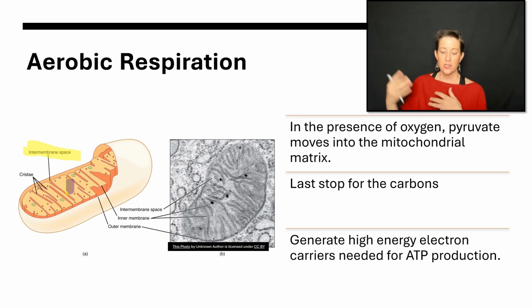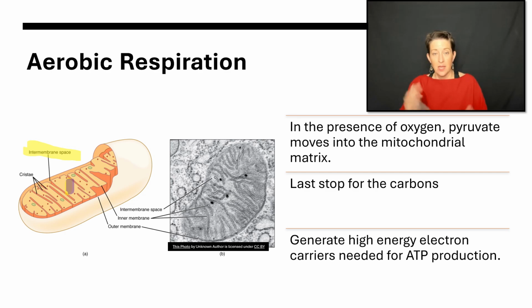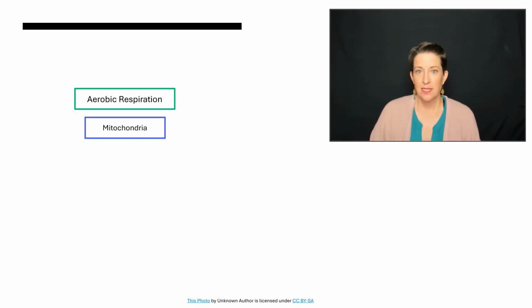So this next series of reactions occur in the matrix. We are going to be moving into the matrix to complete what's called the citric acid cycle. This is the last stop for our carbons, which means this is where all of the carbon dioxide is produced and then would be released into the bloodstream and exhaled through our lungs. The products we get from the citric acid cycle then get shuttled to the electron transport chain, which is in a different video.